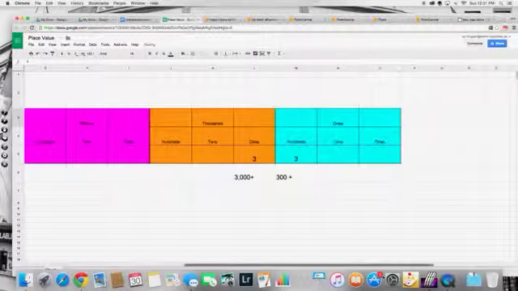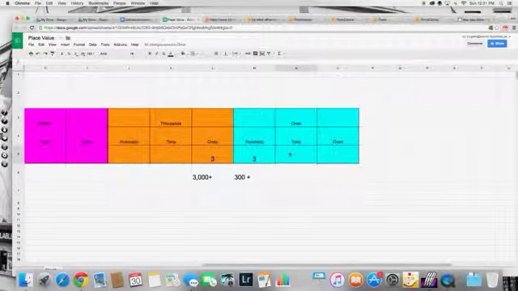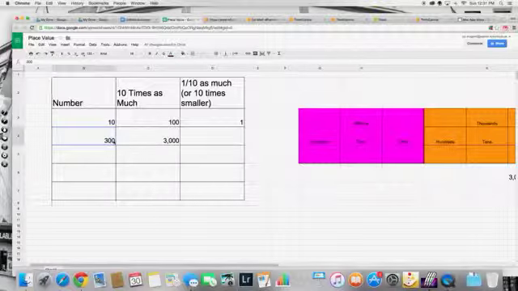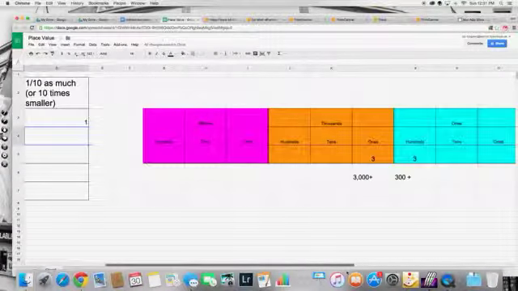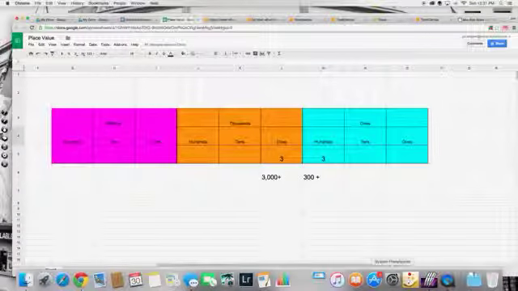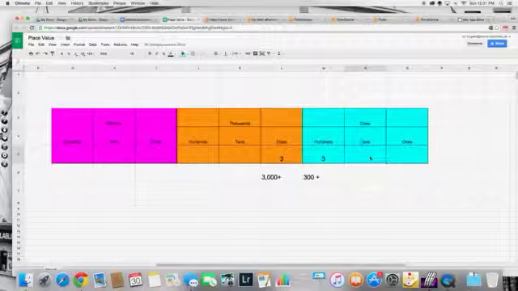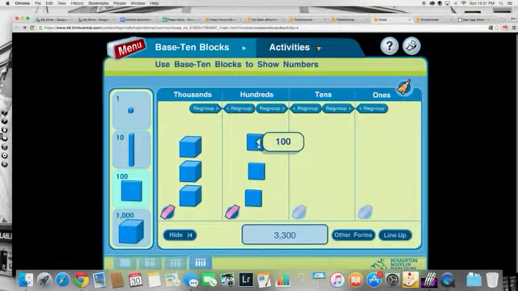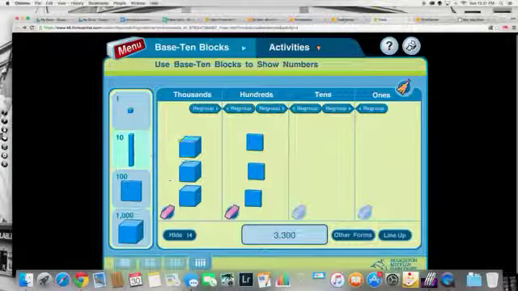Why don't we go back and look at a tenth, 10 times smaller, a tenth of this 300. What would it be? What do you think? It's probably going to have a 3 in it if we think of our patterns. Okay. And it is going to be a 3. It's 10 times as small as this 300. Let's go here. We're going to have only a tenth of them.